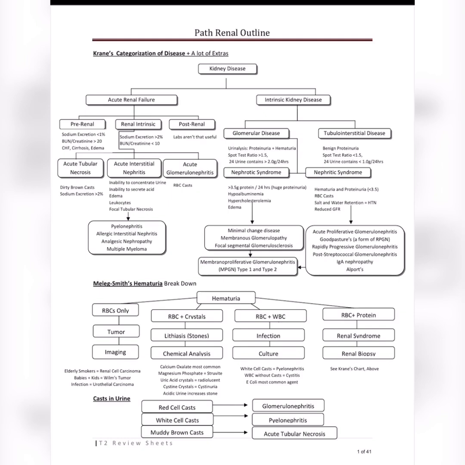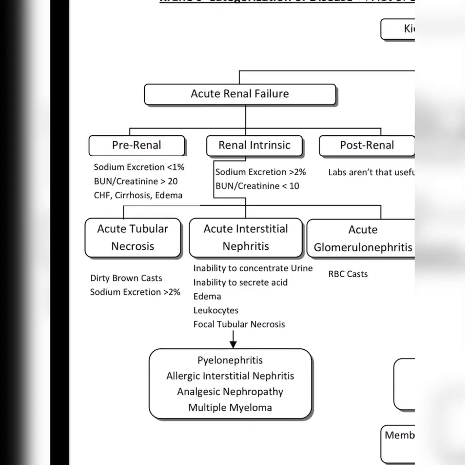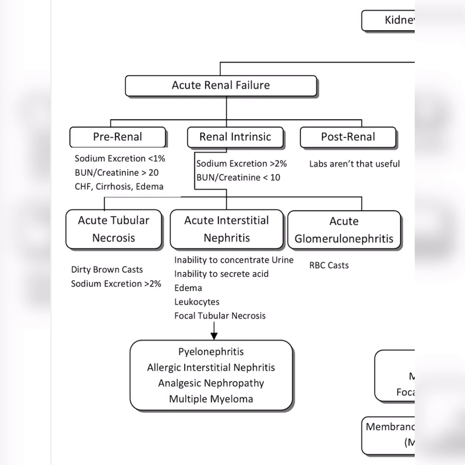If you talk about acute renal failure, it can be pre-renal failure, intrinsic renal failure, and post-renal failure. Depending upon the cause, the renal failure is categorized into these three. There are some lab findings which will help you identify whether the cause is pre-renal, renal, or post-renal. In case of pre-renal failure, we can see that the sodium excretion will be less than 1% because there will be less blood flow to the kidneys.